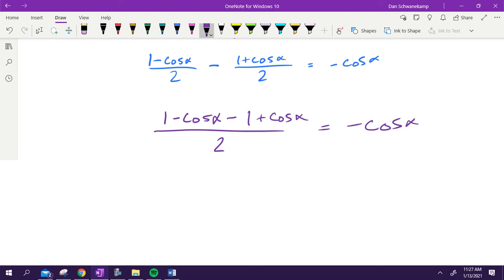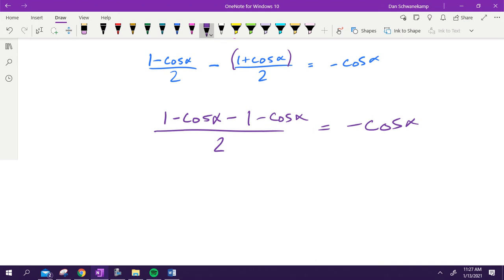Everybody agree with me on that? Yeah. Don't agree with me on that. I'm wrong. Parentheses. A big mistake that students make is they don't distribute that negative. That negative goes to everything involved here. So that negative goes to the first and to the second. So this is really negative 1 minus cosine alpha equals negative cosine alpha.